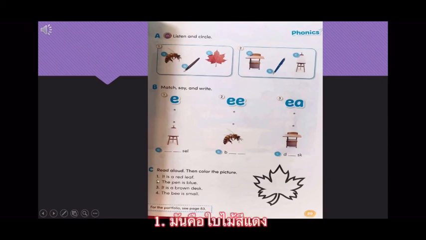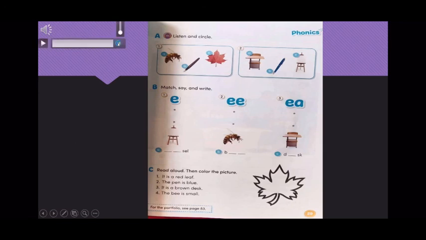Okay, let's read. Number 1. It is a red leaf. Number 2, the pen is blue. Number 3, it is a brown desk. Number 4, the bee is small. Then color. What's the color of the leaf? It's red. So you color this red.